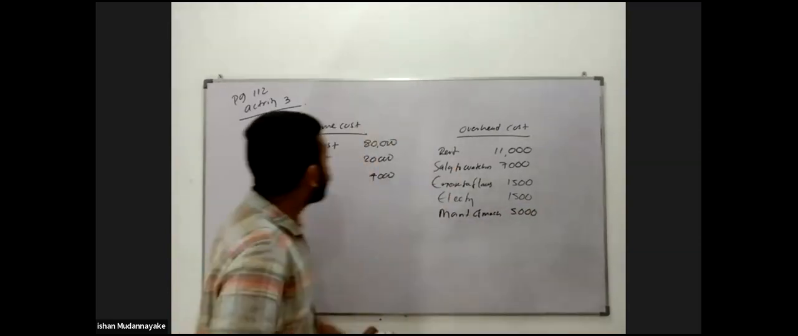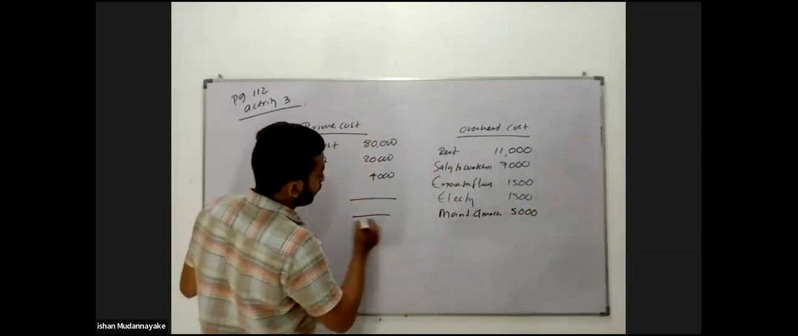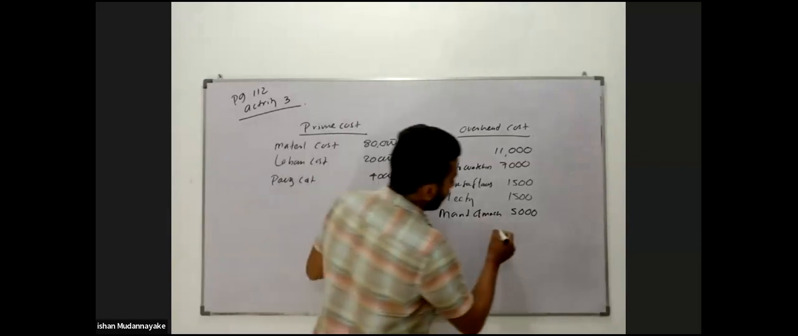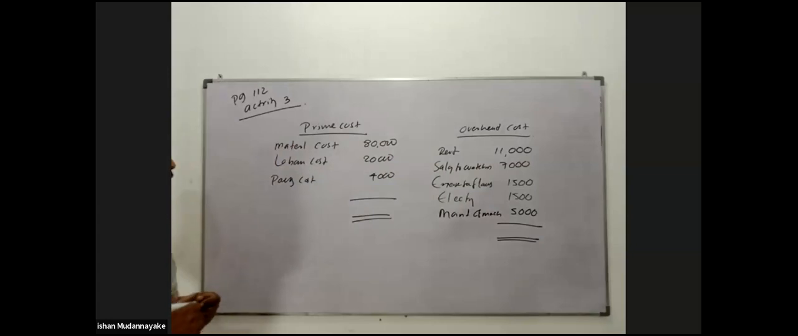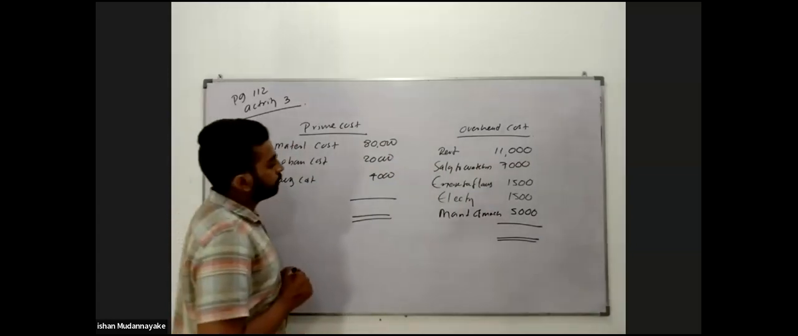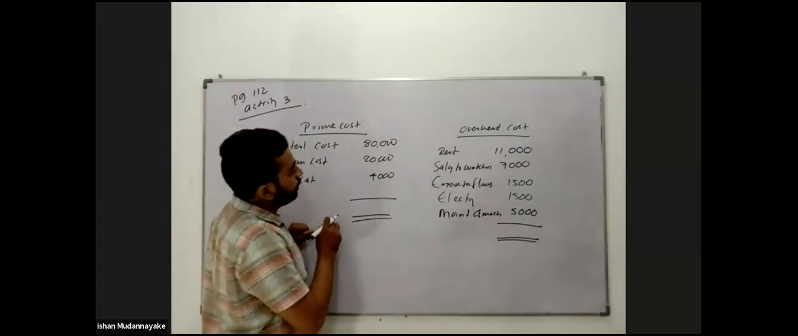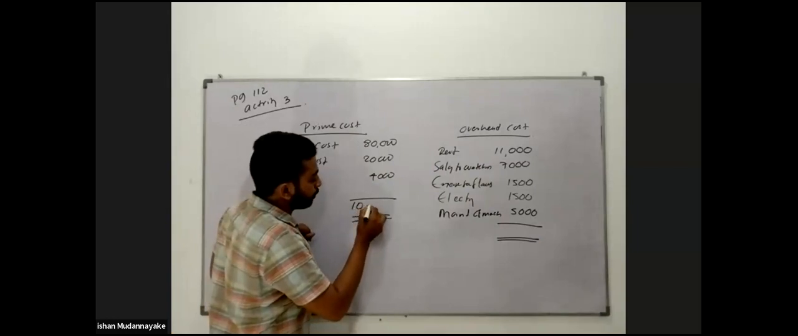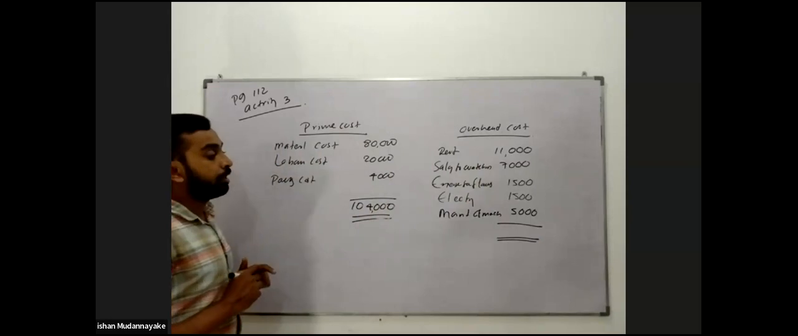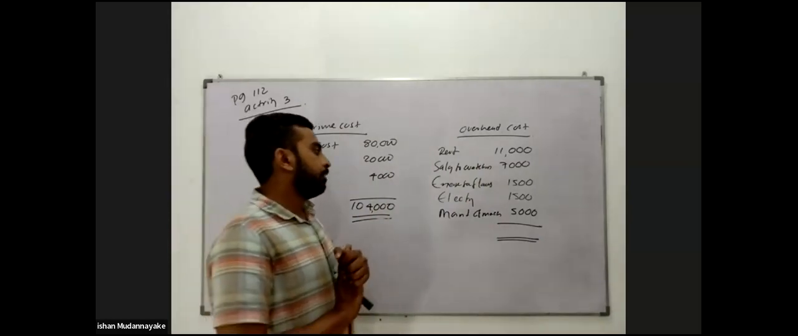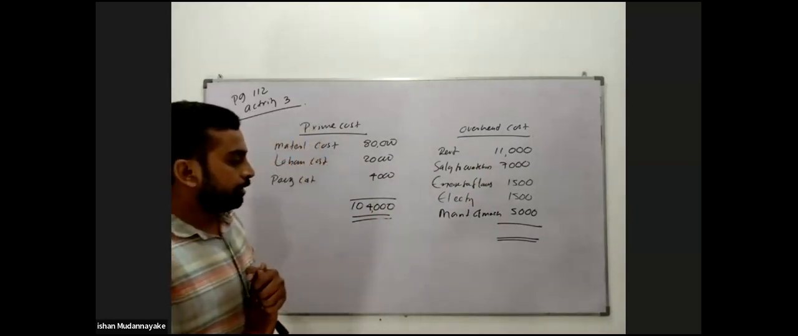And then students, quickly calculate the total prime cost of the organization and the total overhead cost. How much is the total prime cost? Here, 104,000 is the total prime cost of the business organization. And then total overhead cost.